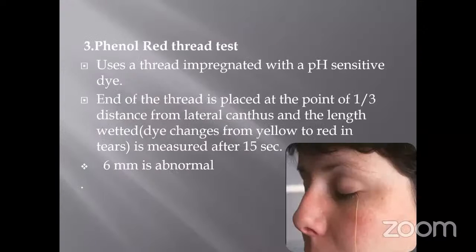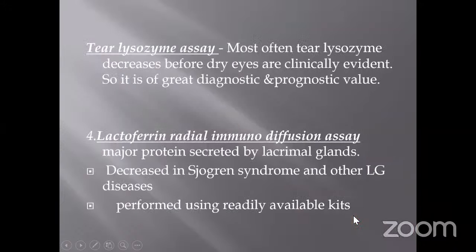This is another test. It's known as phenol red. That's not important for you actually. Here we have a thread which is impregnated with a pH sensitive dye. We place it similar to the Schirmer strip, and it is measured after 15 seconds. Due to the presence of the dye, the color changes from yellow to red when there is flow of tears, and less than 6 mm is abnormal. We just need to know these names only, no need for knowing the details.